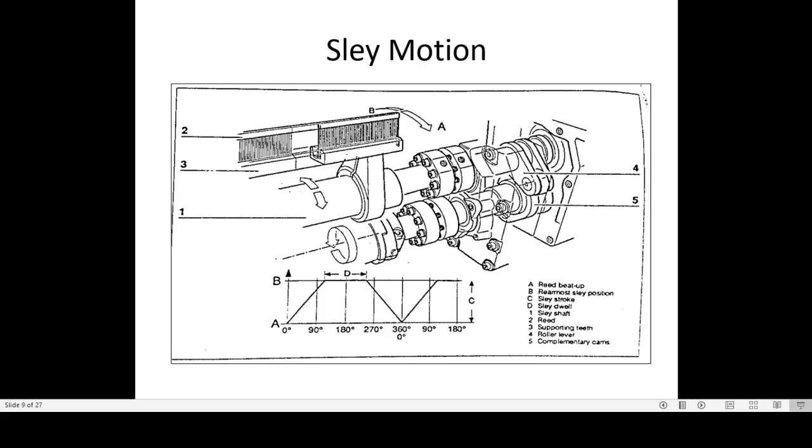What is the difference between conventional beat up and shuttleless loom beat up, that is complementary cam or conjugate cam beat up or match cam beat up, that we have covered.